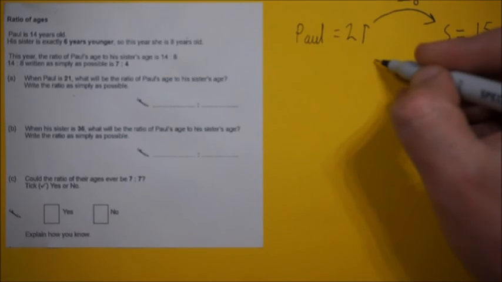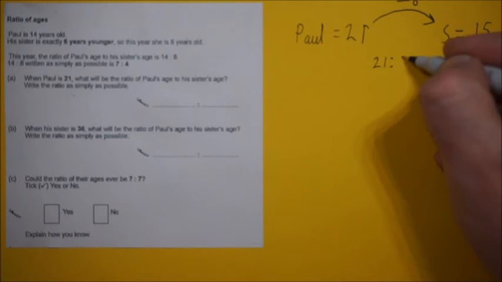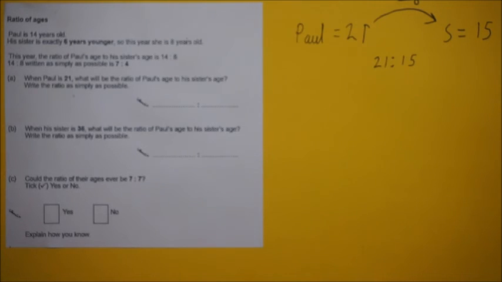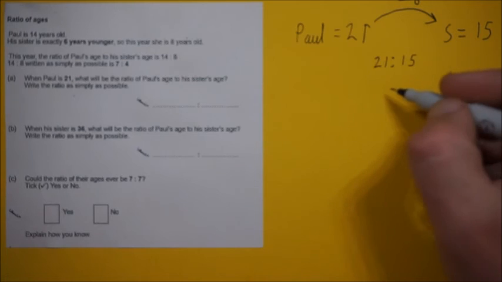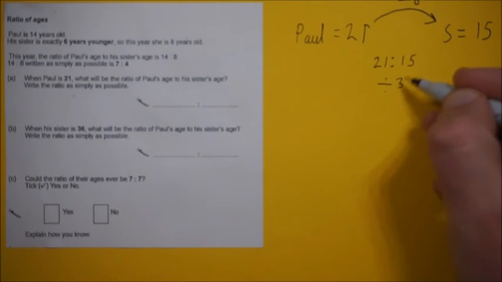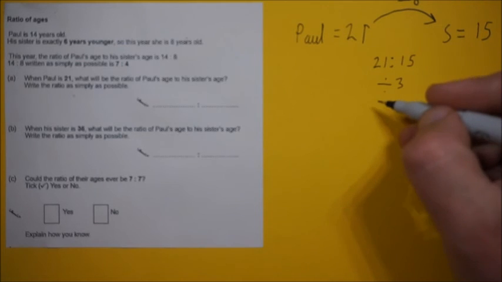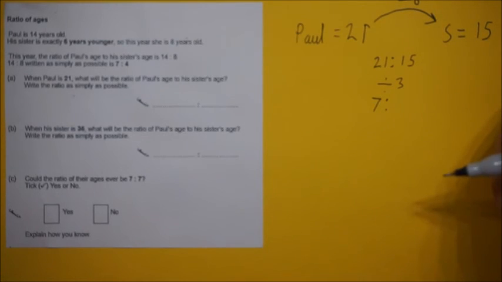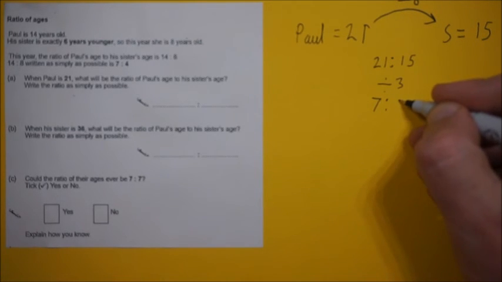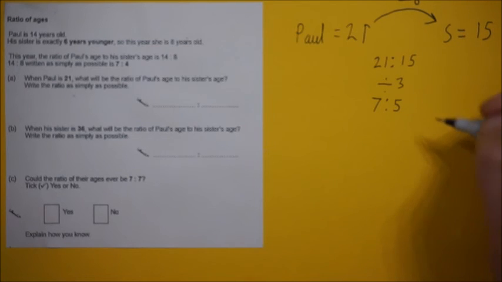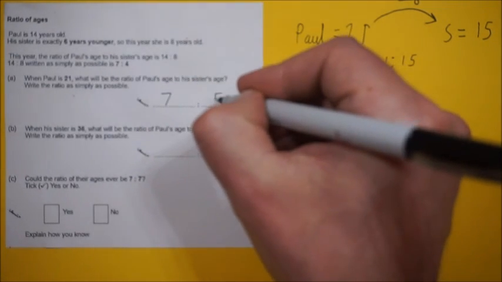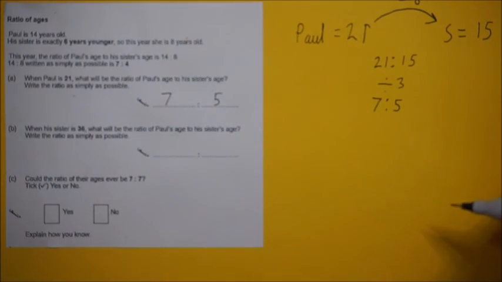Okay, so I've got a ratio there of 21 to 15. So it asks me to write the ratio as simply as possible. So I need to look at 21 and 15 and see what I can divide both of these numbers by. Well, they are both multiples of 3, so I can divide the whole thing by 3. 21 divided by 3, well there's 7 3's will go into 21. And 15 divided by 3, 5 3's will go into 15. So the simplest ratio is 7 to 5, because those two cannot be divided any further.